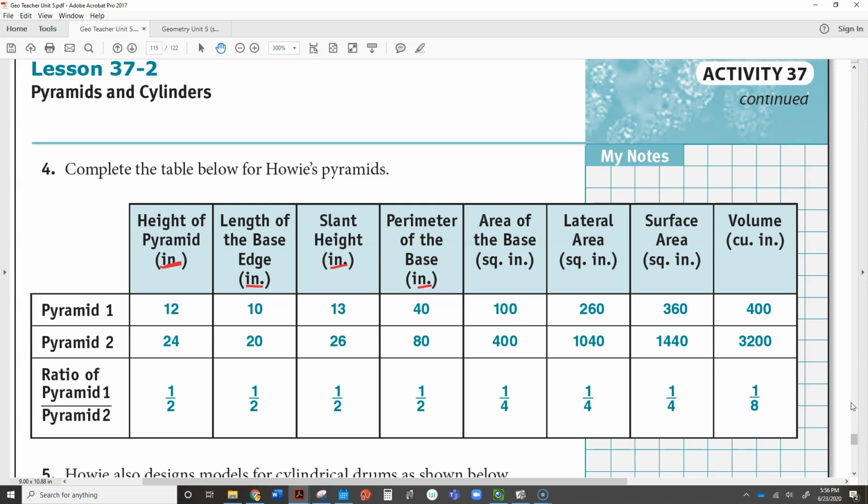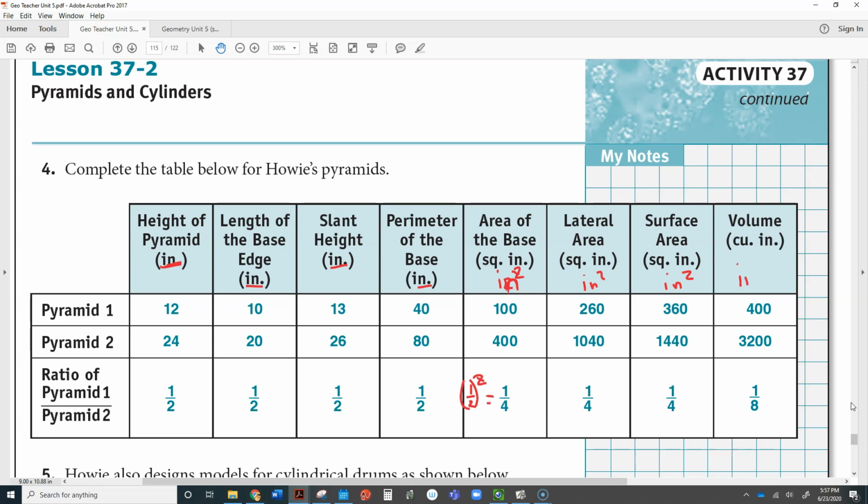So these corresponding parts, any parts that have a measurement in inches or centimeters or a singular unit, should have the same scale factor. Now what do we have? All of a sudden now we have inches squared, inches squared, inches squared, inches squared. Every measurement that has inches squared now has 1/4. Where did the 1/4 come from? You simply square that scale factor. Okay, so 1/2 squared gives you 1/4.